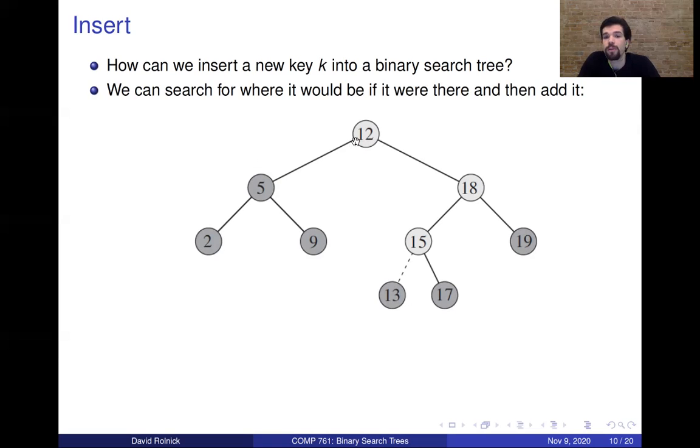So here, for example, if we're trying to add 13, we say, OK, it's bigger than 12, so we go down here. It's less than 18, so we go down here. It's less than 15. Oh, look, here's a nice space. Well, if there'd been something here, like 12.5, we would go down there, and we would put it on the appropriate side of that thing. OK. We just go searching for it, and if it's not there, add it. This takes, again, time O of h.